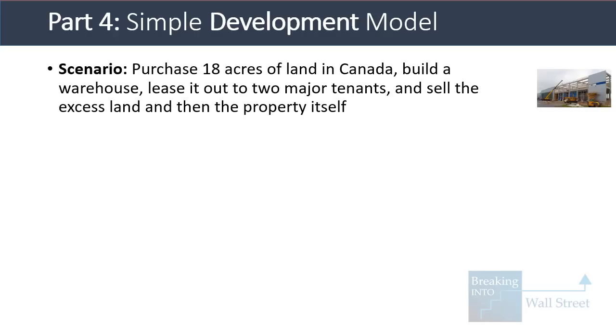Let's go into part 4 now and talk about a simple development model. The scenario here is that we purchase 18 acres of land in Alberta, Canada. We build a warehouse, an industrial property, we lease it out to 2 major tenants, and then we sell the excess land, and then we sell the property itself at the end of around 6 or 7 years.